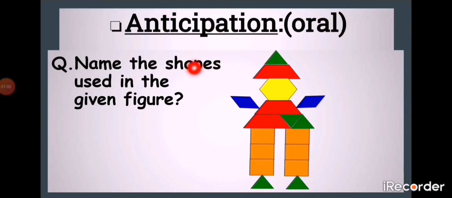Anticipation. Name the shapes used in the given figure. Look at this figure. There are many shapes here. We will go through the shapes first. Okay, which shape is the first one? 3 corners, 3 sides, closed figure. Yes, it's triangle. Look at the second one. It has 4 corners, but all sides are not same. So we can say it's an irregular shape.